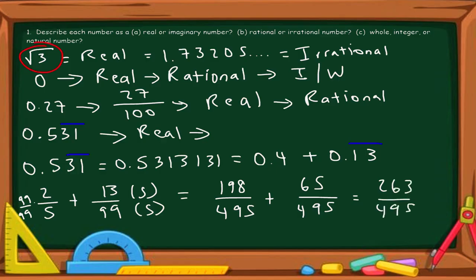So you could type this in your calculator, type in 263 divided by 495, and you should get 0.531 repeating. You should get this number. So the fact that we can put it as a fraction of two integers means that it's a rational number.